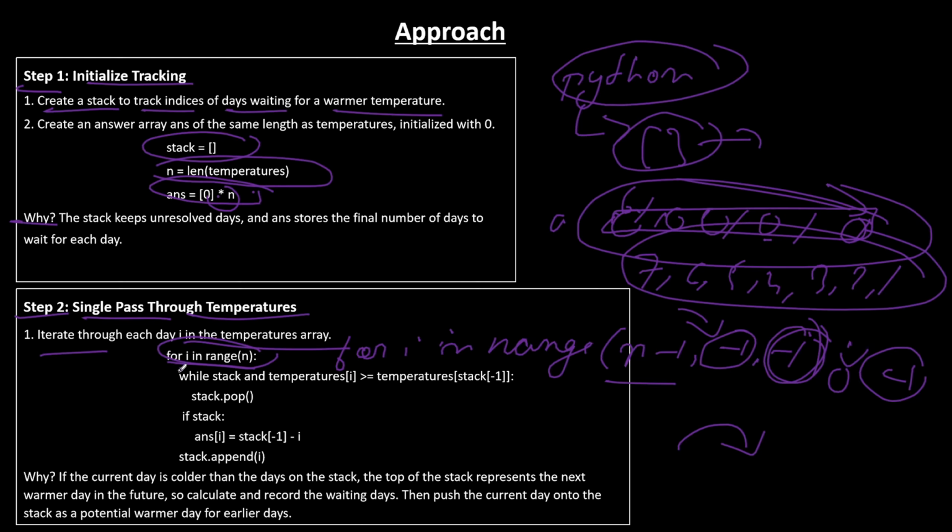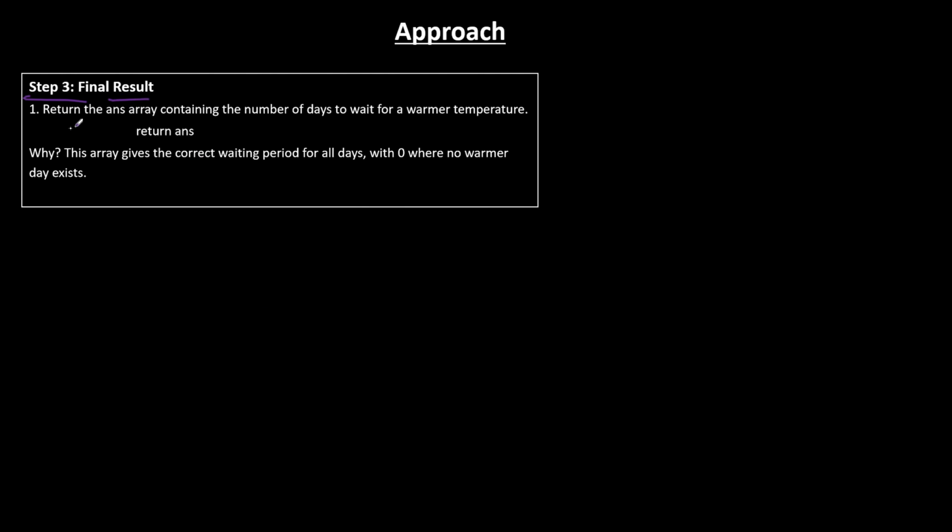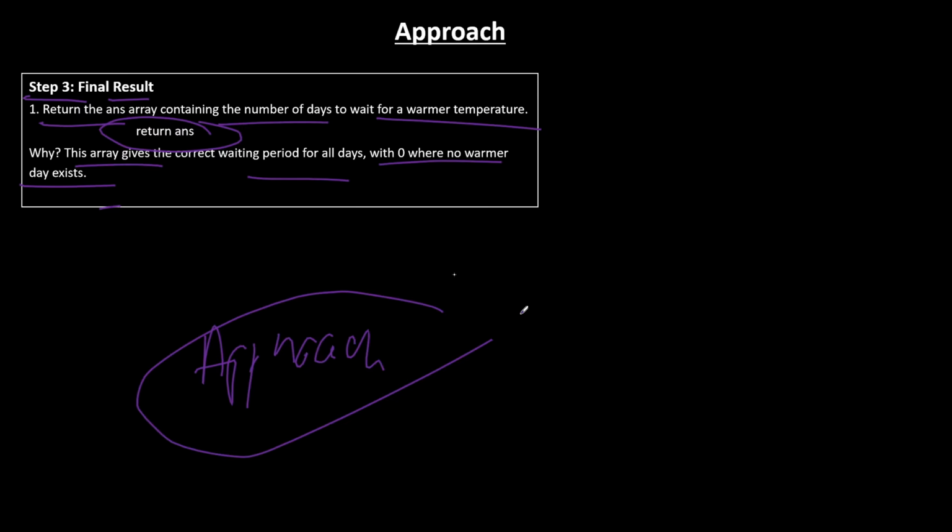Okay, so we pop the values from the stack if the current value is greater than the given value. Otherwise, we take the difference and append the index to the stack. Fine. Step 3 is the final result. We return the answer array containing the number of days to wait for a warmer temperature. Return answer. This array gives the correct waiting period for all the days, with 0 where no warmer days exist. Okay, so I hope you understood the approach explanation. It was pretty short and straightforward because there was nothing much to worry about, right? So let's move to the next slide now.